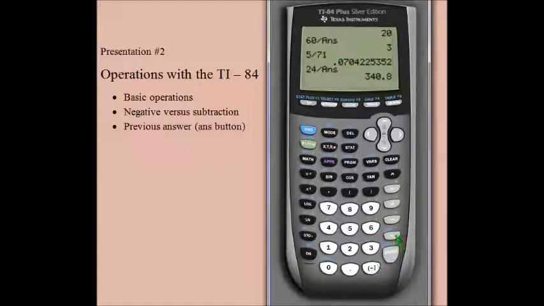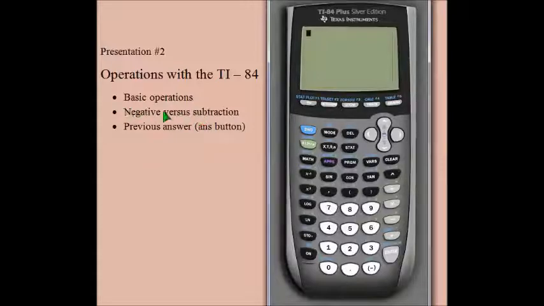However, if I just want to add something, I just go plus 2. That's my 340.8, and I get 342.8. So it's very easy. I'm going to clear. Now, I'm not doing this in order. We talked about basic operations in the previous answer.